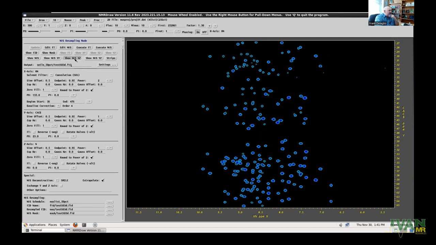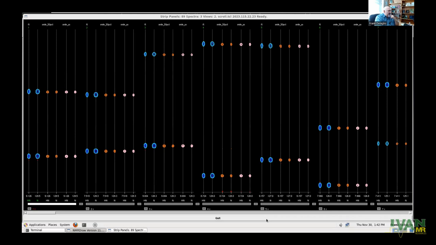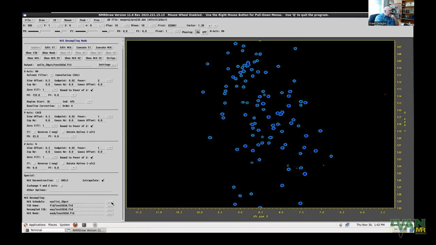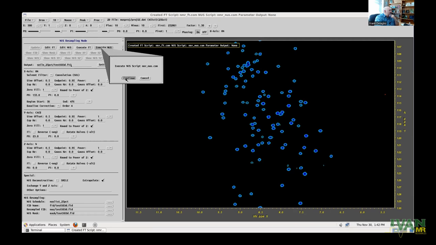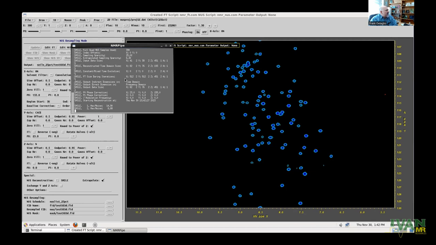We look at strips. And they look very good. Oh, there's some previous results in there. Okay, good. And now, instead of the 50% schedule, let's try again with the 25% schedule. So now the data have been resampled according to the 25% sampling schedule, and they're being reconstructed by SMILE.